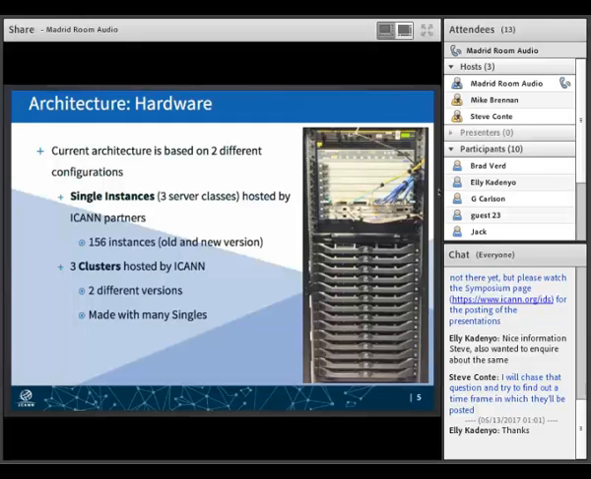And on the other side, we have clusters that are currently hosted by ICANN in 3 different locations: East Coast and West Coast in North America, and one in Europe. And those clusters are just like the picture that we have in front of us. They're composed of a lot of these single servers that are the OEM provided servers, and are capable of handling a lot more queries.